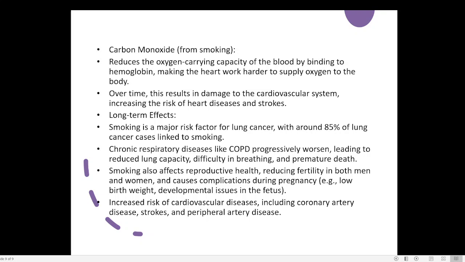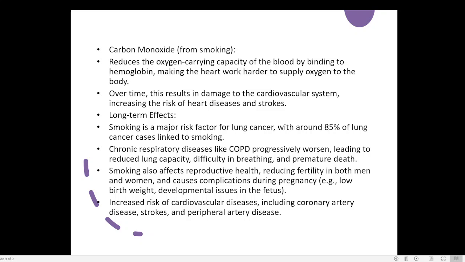So normally lung cancer is very rare. Only people who smoke develop this type of cancer known as lung cancer. Most of the cancers affect the stomach or other parts of the body, but lung cancer is one type of cancer that is almost exclusively caused by smoking. Then chronic respiratory disease like COPD, that I told you earlier, is progressively worsening, leading to reduced lung capacity, difficulty in breathing, and also premature death. So COPD is chronic obstructive pulmonary disorder. So smoking can also lead to COPD.